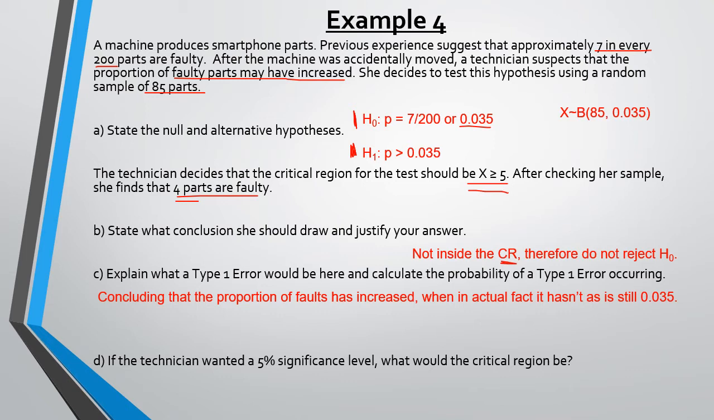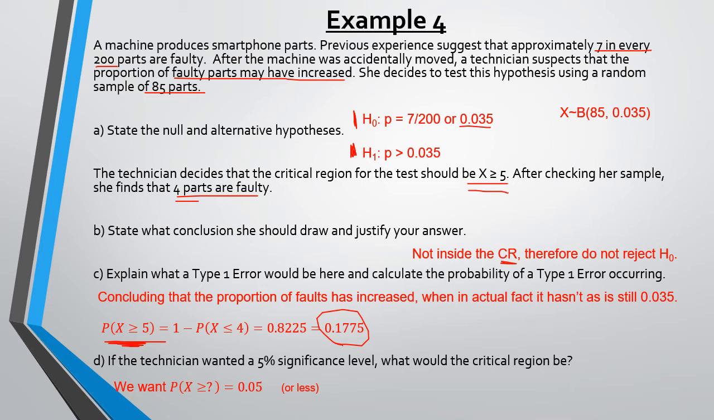The probability of this, right then, well, I reject the H0 when I'm inside the critical region, and in a type 1 error I am rejecting the H0. So I want to know the probability of me being in the critical region, and the critical region was x greater than or equal to 5, when H0 is true. So I'm still using H0 as being 0.035. Okay, and it should come out as 0.01775.